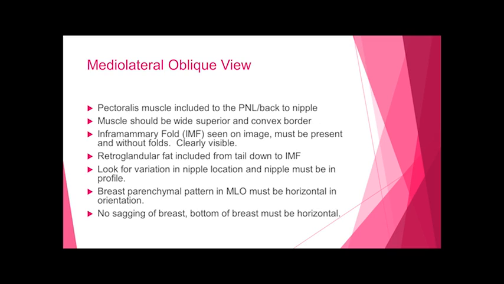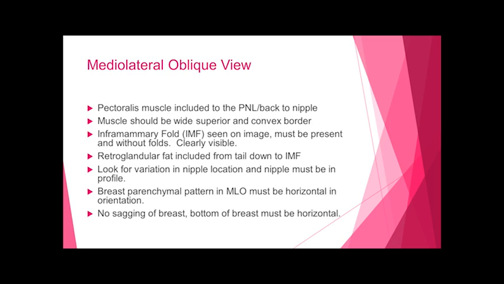Now on the MLO view, your mediolateral oblique view, we want to see pectoralis muscle all the way down behind the nipple. They call that the posterior nipple line. Not the measurement, but the line. Muscle should be wide superiorly with a convex border. The IMF, or inframammary fold, seen on the image must be present and without folds, and has to clearly be visible, not an imaginary line.